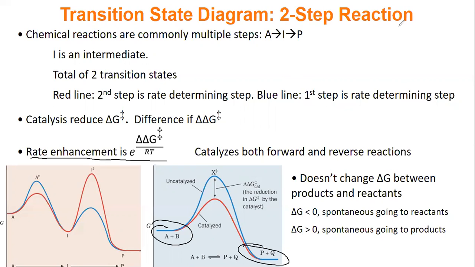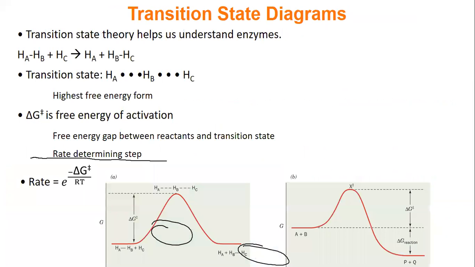So you lower that and it goes faster, yes. Because delta G double dagger is a rate limiting step. So if you lower delta G double dagger, you speed it up. Just by going to the previous slide, right? The rate of a reaction is based on delta G double dagger. The bigger that value is, the slower it goes. So if you lower that value, the faster it goes.